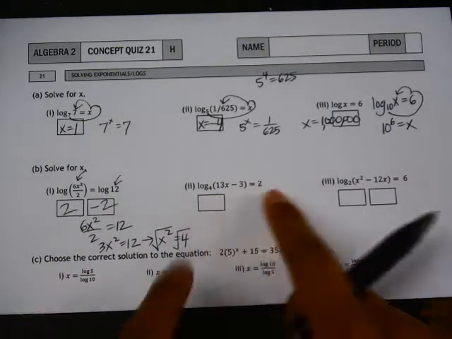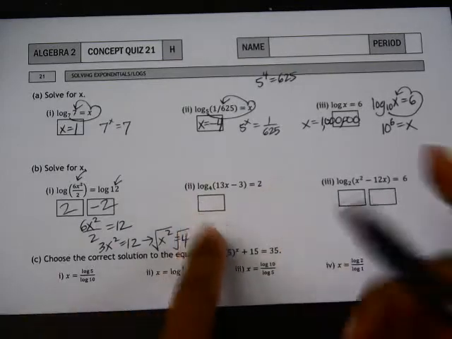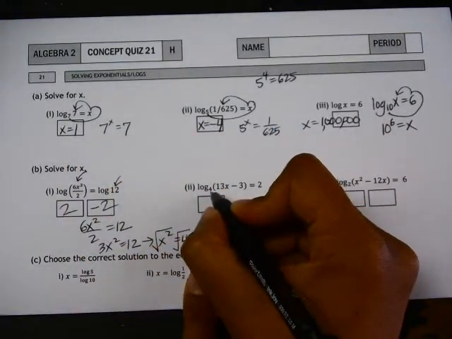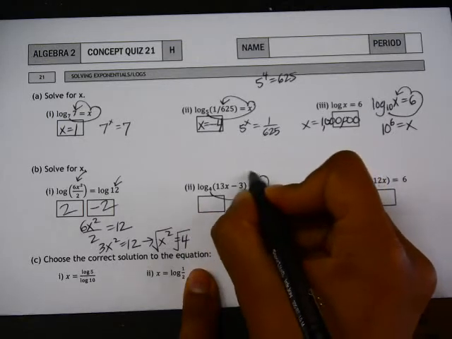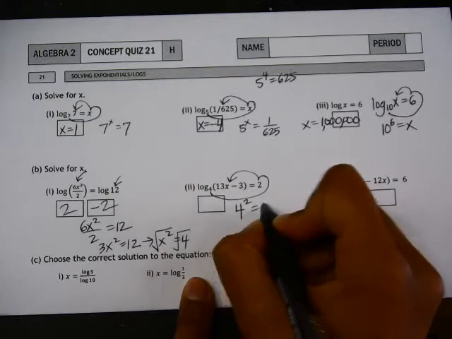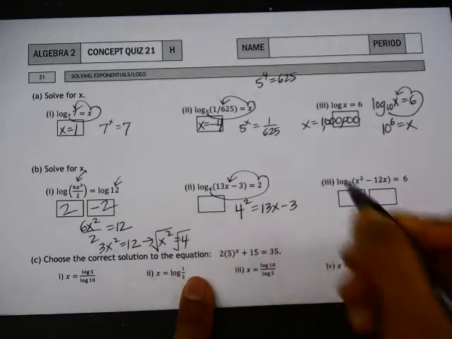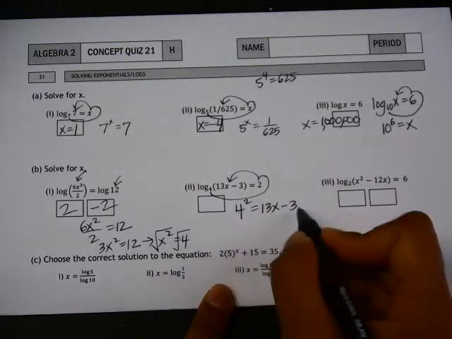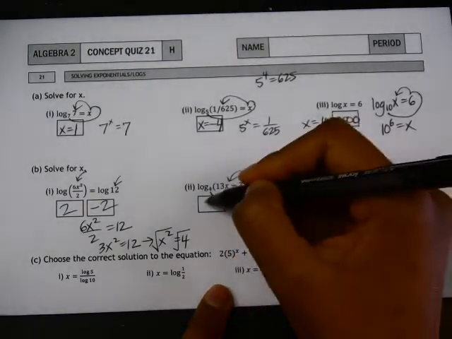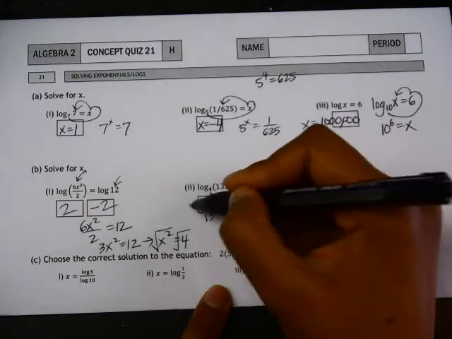On number 2, we do not have logs on both sides of the equation, so we're going to do what we did on 1 through 3, which is change it to exponential form. 4 to the 2nd power must be equal to this entire argument. So 4 squared equals 13x minus 3. So this is 16 plus 3 is 19. So x is equal to 19 over 13.